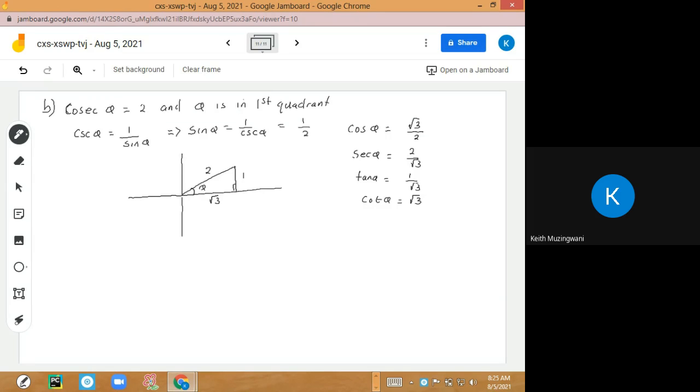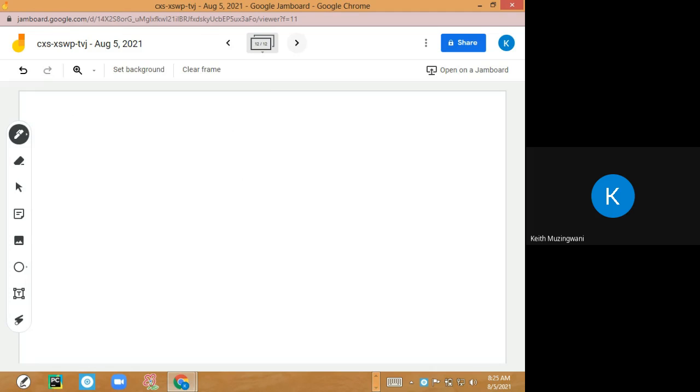Okay, so I've given you a hint here. Let me look for another question that requires a quadrant. So call it example 3.